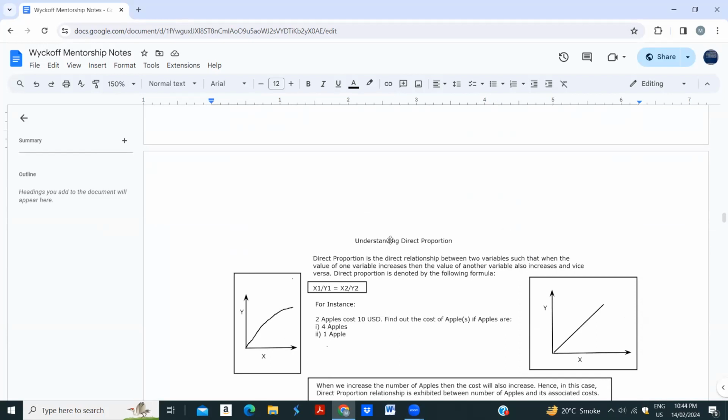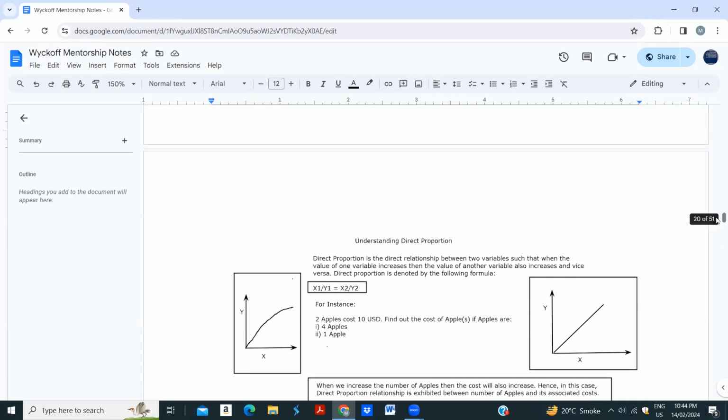Now we're going to understand direct proportion. Direct proportion is the direct relationship between two variables such that when the value of one variable increases, then the value of another variable also increases, as I told you before in this video. And vice versa. Vice versa means that when the value of one variable decreases, then the value of another variable will also decrease. Direct proportion is denoted by the following formula: X1 divided by Y1 equals X2 divided by Y2.